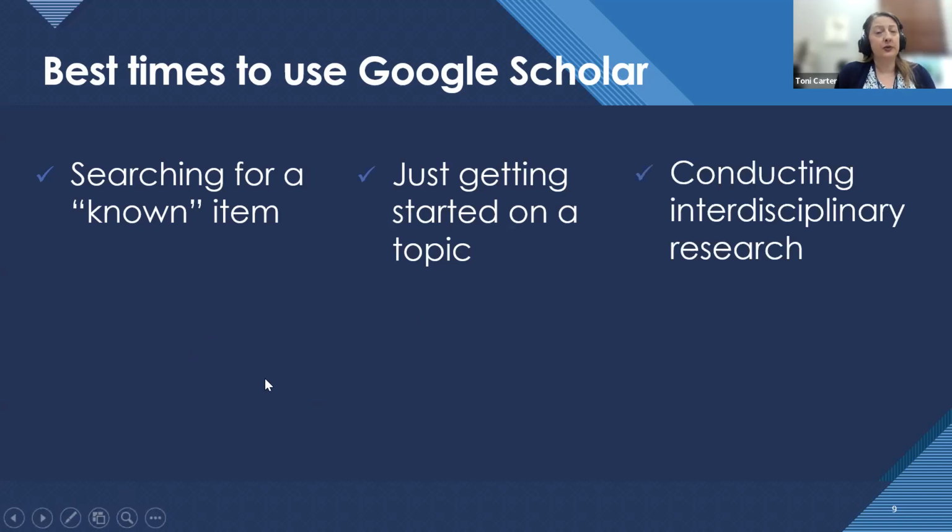And interdisciplinary research, because it covers so many disciplines. If you go to a subject database, you may have a little bit harder time if you're just in, like, a biology database finding interdisciplinary research. Not saying you can't, but Google Scholar is really good for that. Just a few points. All right.